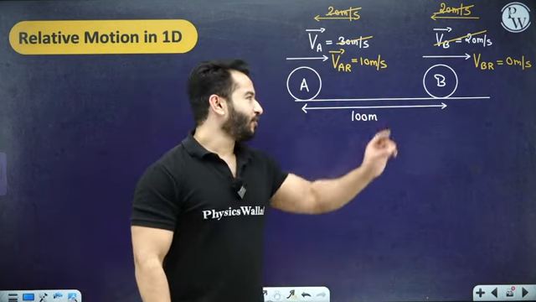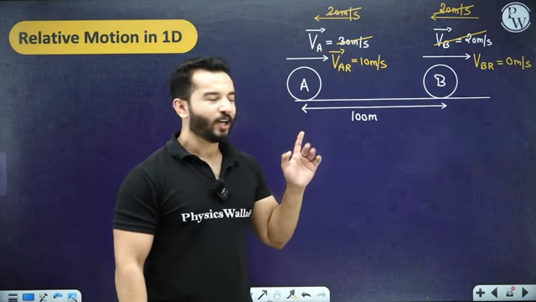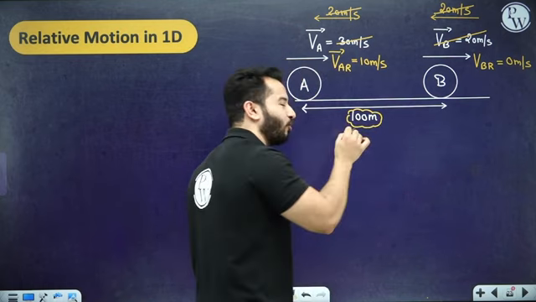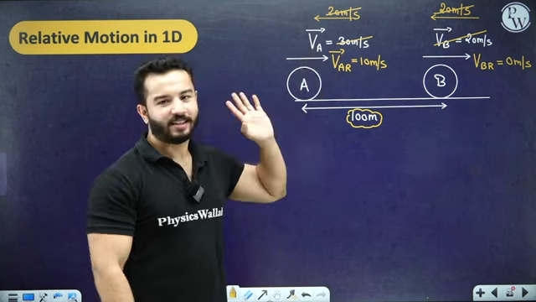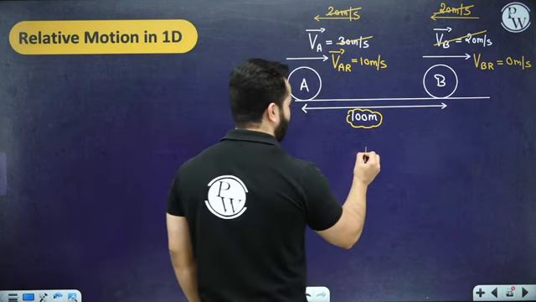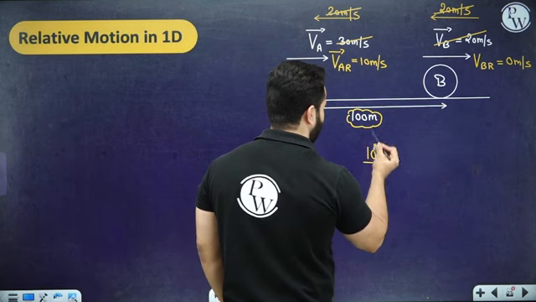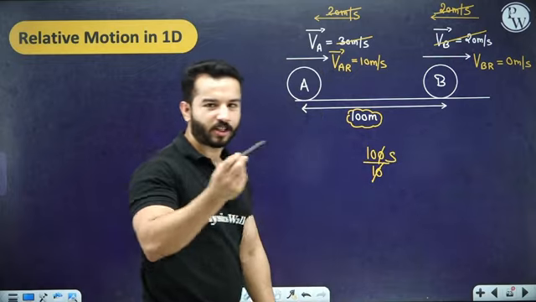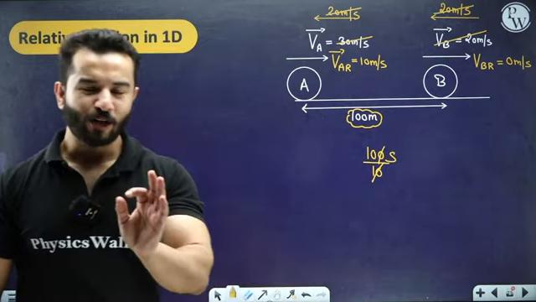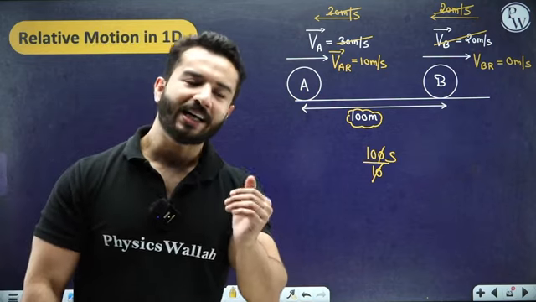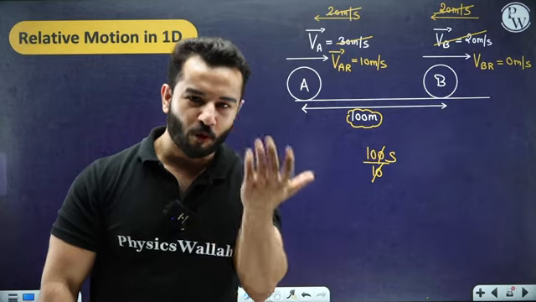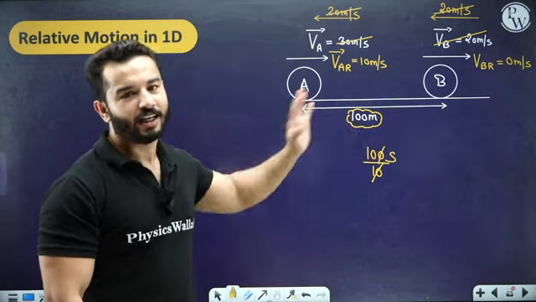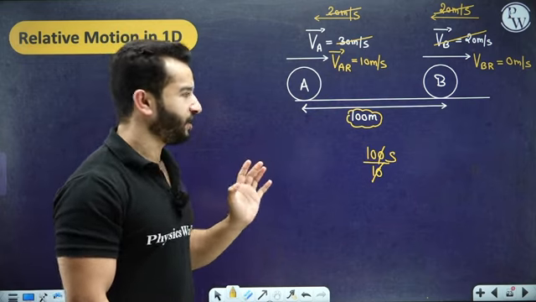Now in our relative world, B is at rest. It is not moving. So if B is not moving, this 100 meter will only change because of this velocity. So the distance is 100 meter, the velocity is 10 meter per second, so the answer is 10 seconds. After 10 seconds, it will overtake. I know it is a very basic level question, but as you move into more difficult and complex problems, the essence, the concept of relative motion will remain the same. It will not change, right?